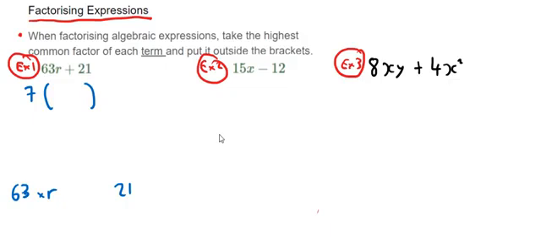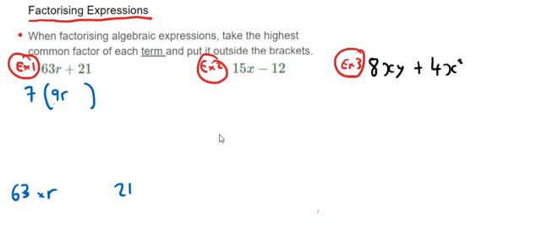Then you're thinking about what to put in here. What goes in here is something that would multiply by 7 to give me back 63r. So think about what multiplied by 7 gives me 63r. Well, I know that 7 times 9 is 63, so it has to be 9. But then I'd have to put an r in here as well, because 7 times 9r would give me back 63r.